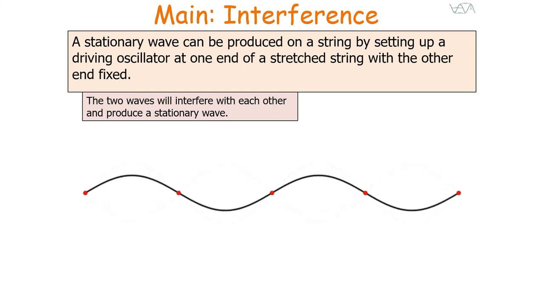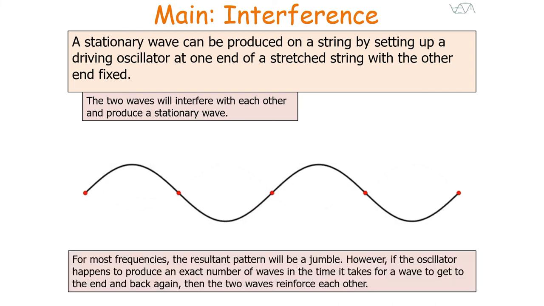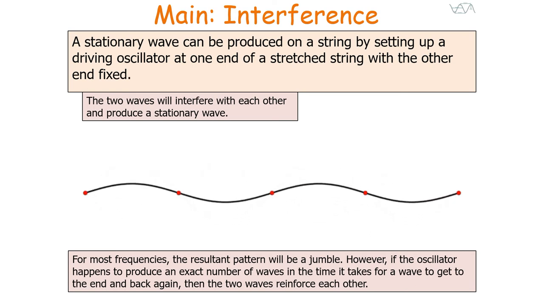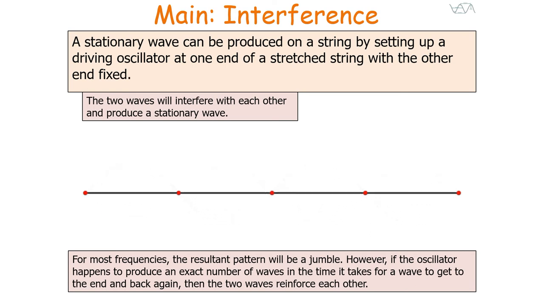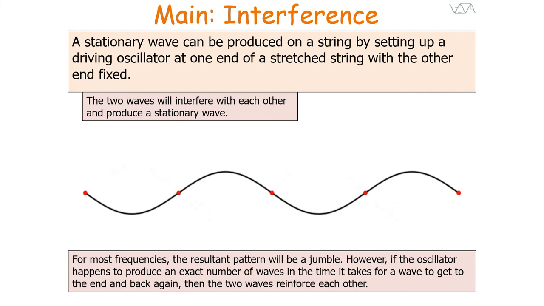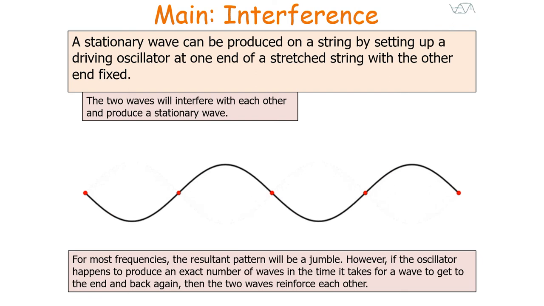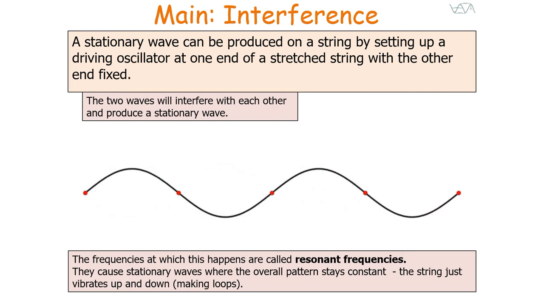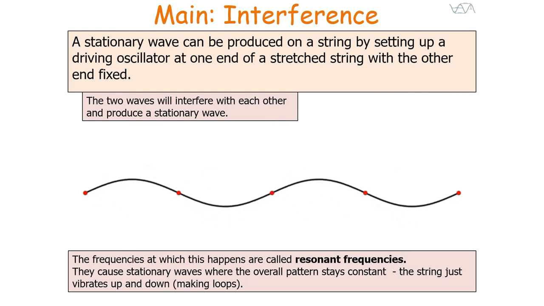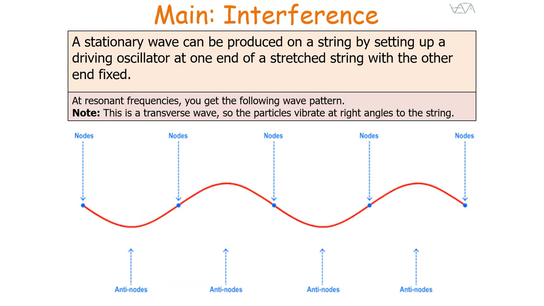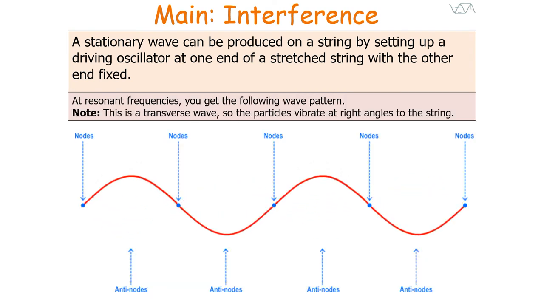So what you can see here is you've got your stationary wave. So for most frequencies, the resultant pattern will be a jumble. However, if the oscillator happens to produce an exact number of waves in the time it takes for a wave to get to the end and back again, the two waves will reinforce each other. Now, the frequencies at which this happens are called the resonant frequencies. These cause stationary waves when the overall pattern stays constant. The string just vibrates up and down, making loops. Now, note, by the way, you'll get the following wave pattern for transverse waves.